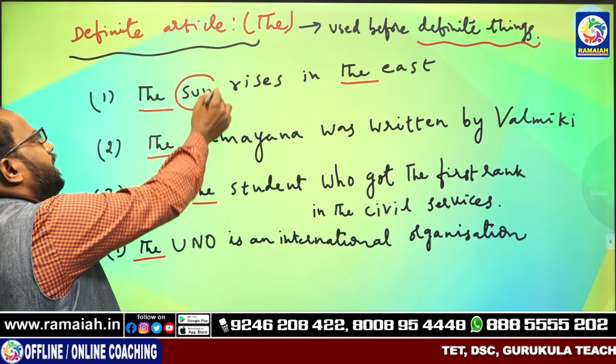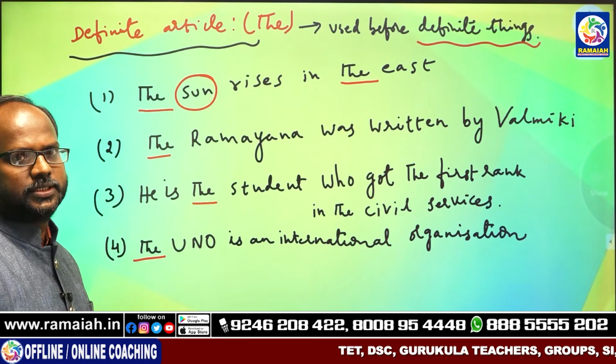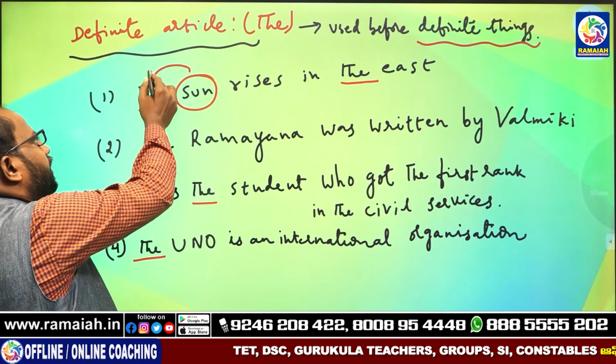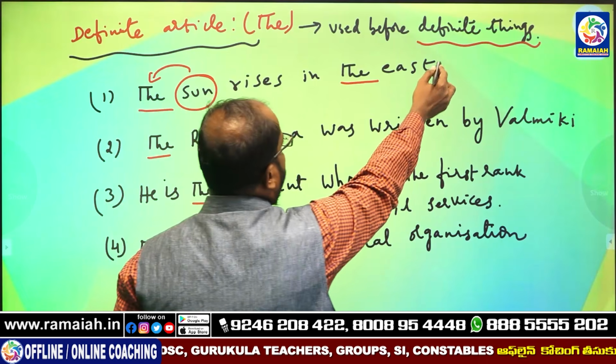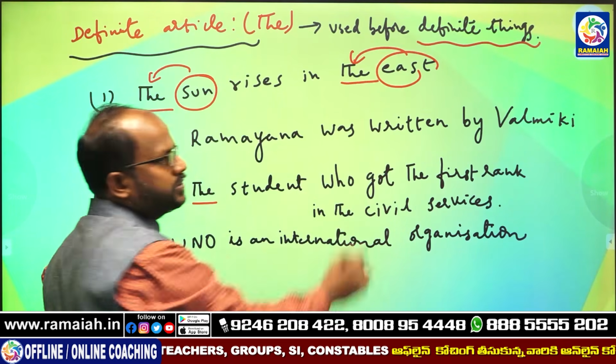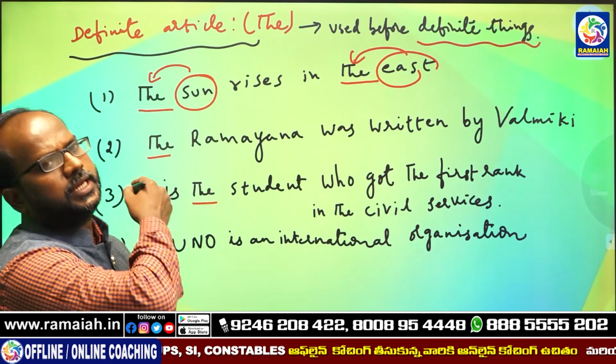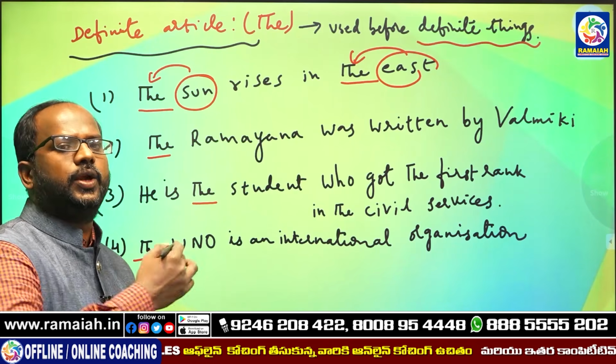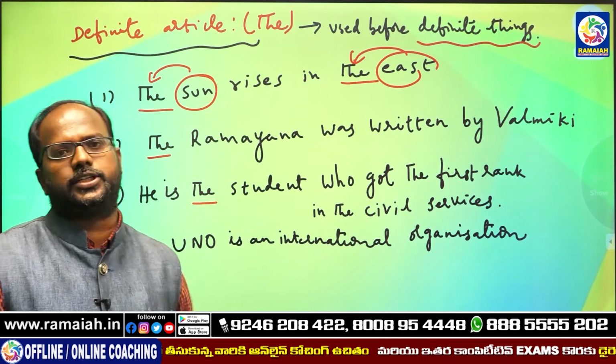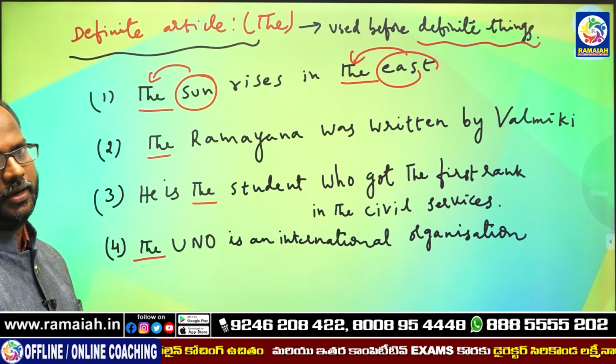Sun is a unique thing. Yes, before unique things we use the. East is a direction. Before directions we use the article the. It is a unique thing, or if it shows the direction, we go for the article the.